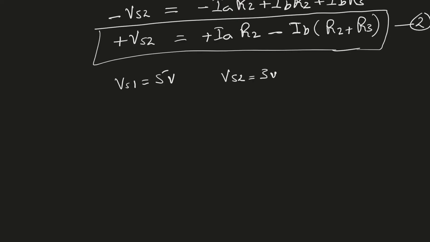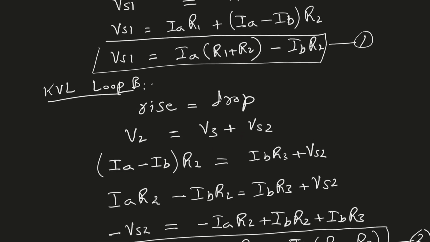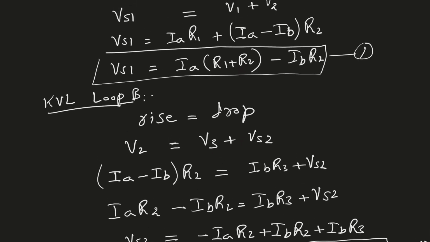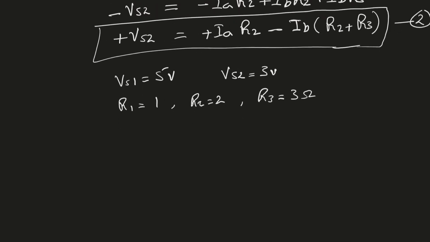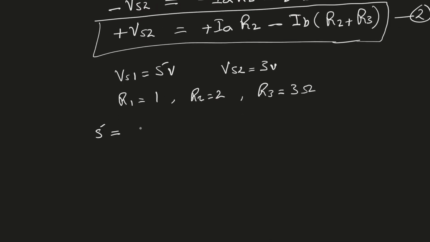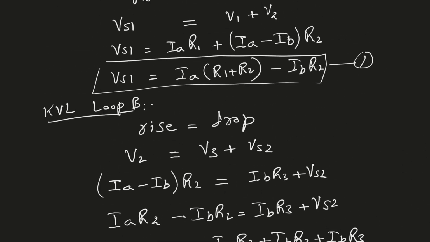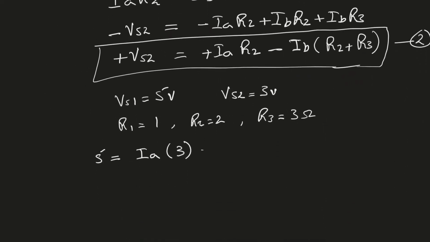For resistors, for the calculations to be simple, I'm going to assume that R1 is equal to 1 ohm, R2 is equal to 2 ohms, and R3 is equal to 3 ohms. So this will just help me remember easily. So now let's put these numbers into our equations. The first equation is that VS1 equals IA times (R1 plus R2). So I will say that 5 is equal to IA times (R1 plus R2), which is 1 plus 2, so that's 3. And the remaining part was negative IB times R2, so it will be negative IB times 2 ohms.